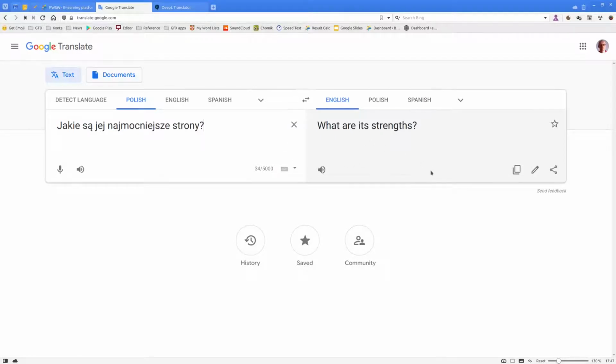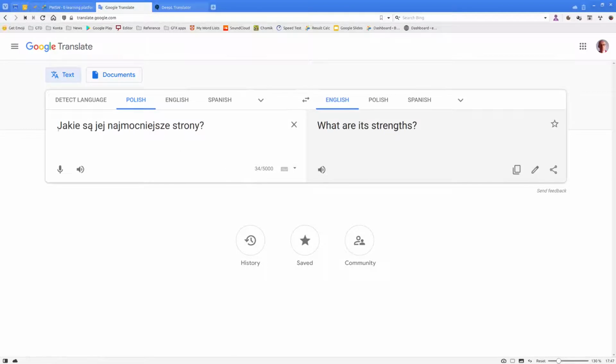What are its strengths? Right. Why "its"? Because "jej" could refer to anything. It could be a feminine noun. Well, it does refer to a feminine noun, but it could be an object, right? For example, "jej" could refer to "praca".